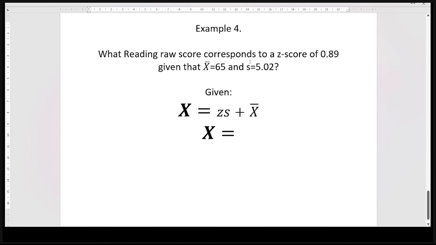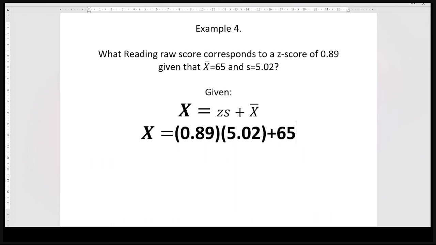What raw score corresponds to a z-score of 0.89, given that the sample mean is 65 and the sample standard deviation is 5.02? If this is the case, then we use this formula. Raw score is equal to the z-score multiplied by the sample standard deviation plus the sample mean. And we have the z-score, 0.89, multiplied by the sample standard deviation, 5.02, then plus the sample mean, which is 65.